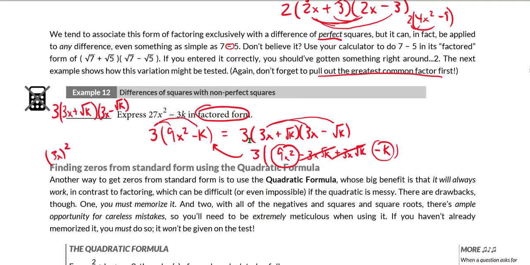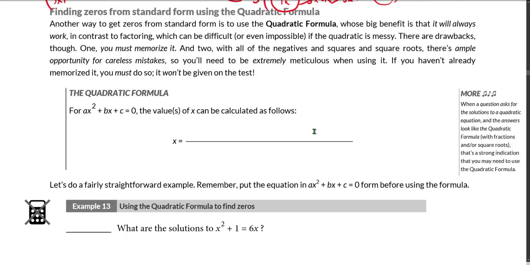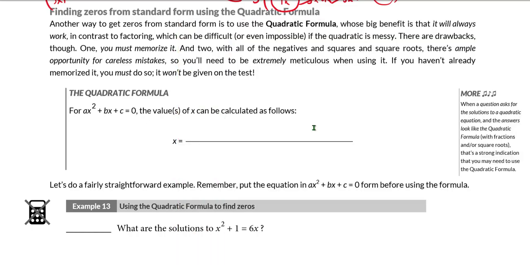We are moving on to how we find zeros in yet another way, and that way is using the quadratic formula. If you are a sophomore, junior, definitely senior, you know the quadratic formula, or at least you should know the quadratic formula by this point. I am not a huge lover of the quadratic formula, mostly because there are a lot of places that students can go wrong. There's a lot of places that students can make careless mistakes.